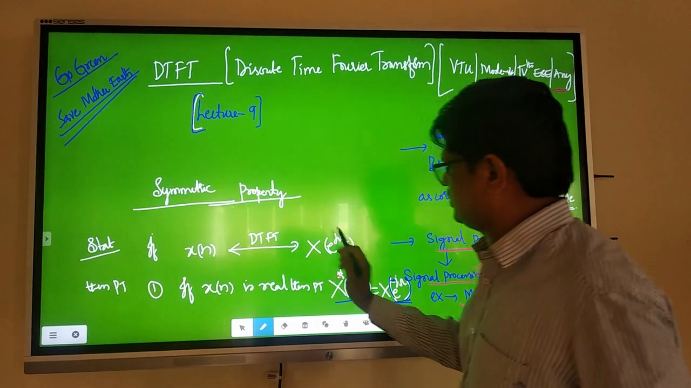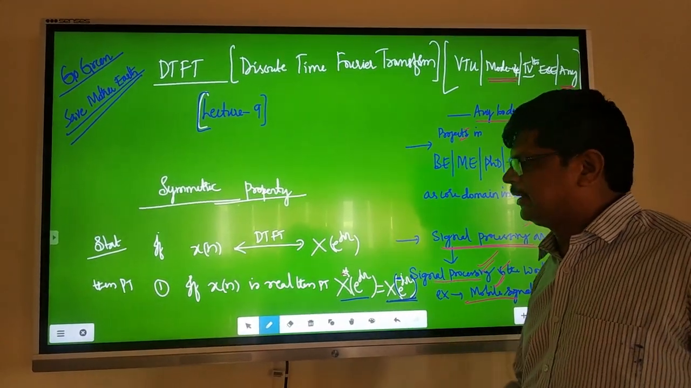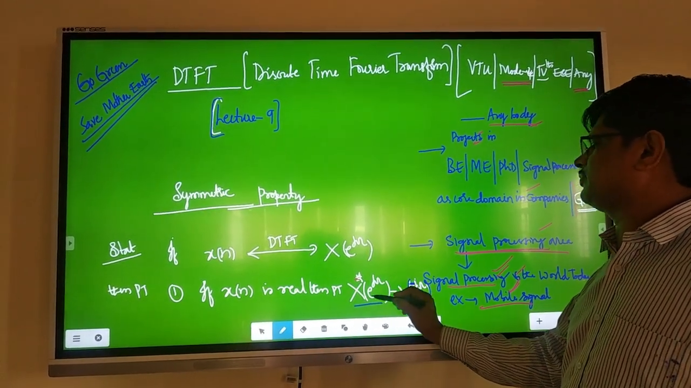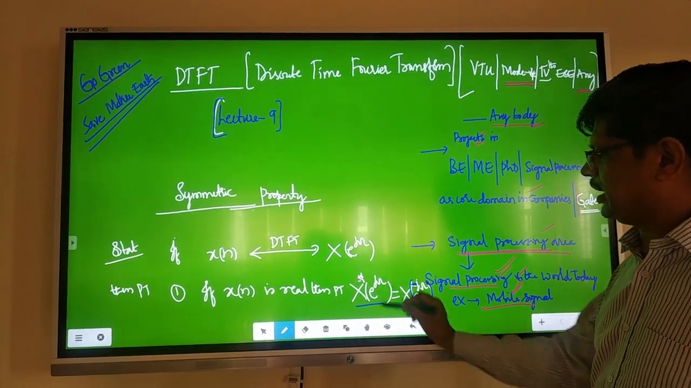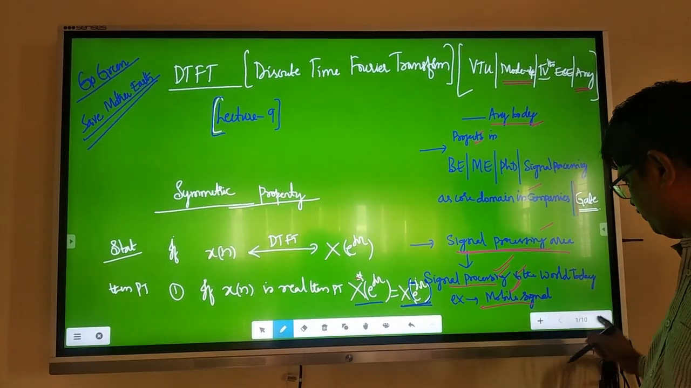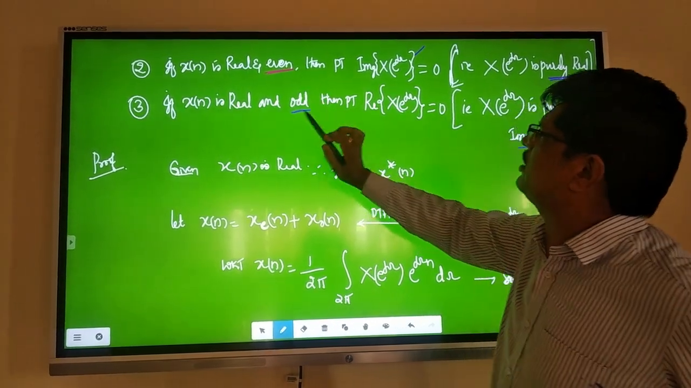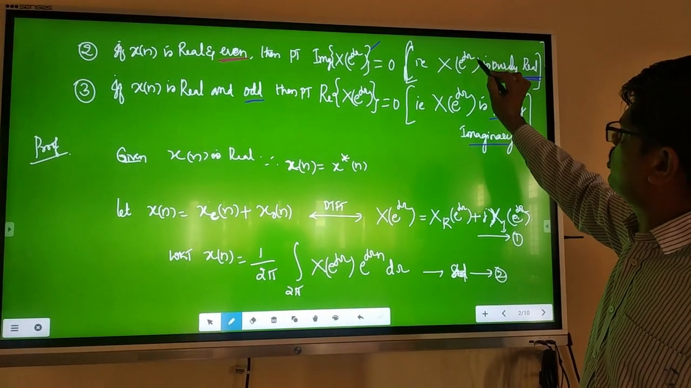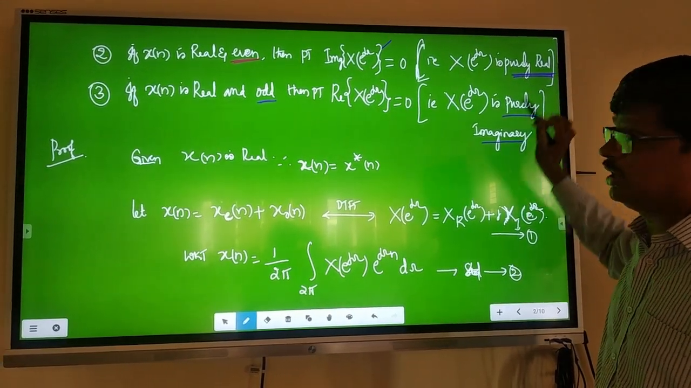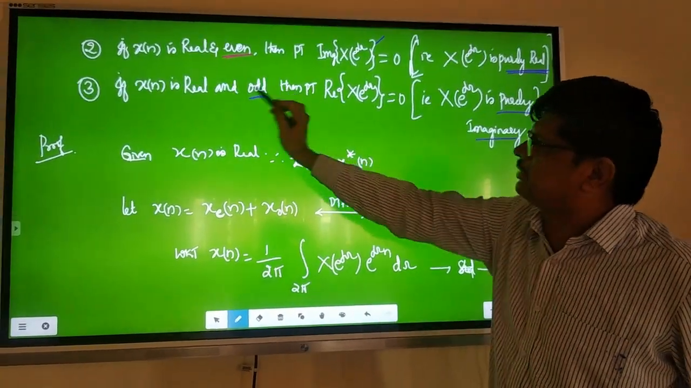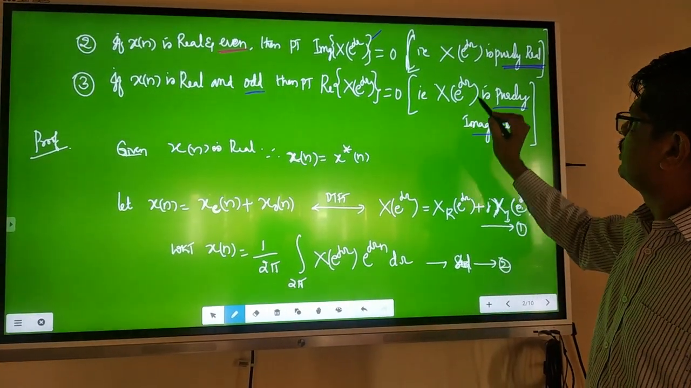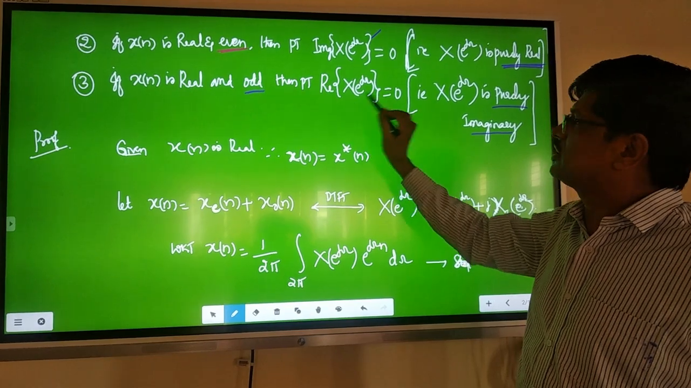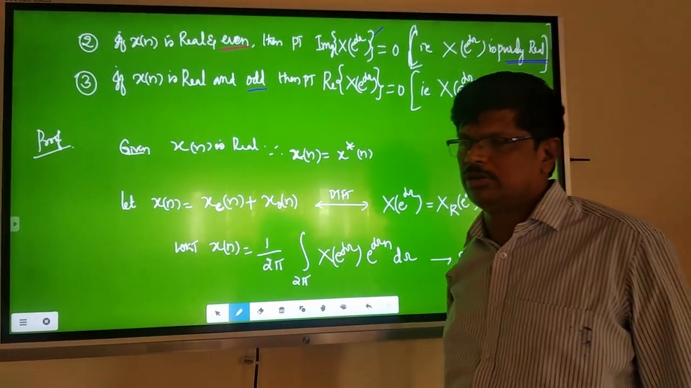First, the DTFT of x of n is X of e power j omega in the frequency domain. Then prove that if x of n is real, the conjugate X star of e power j omega is equal to X of e power minus j omega. Second, if x of n is real and even, then prove that the imaginary part of the frequency domain is 0, that is X of e power j omega is purely real, with no imaginary term. Similarly, the other way, real and odd: prove that X of e power j omega is purely imaginary, with the real term being 0. That you have to prove. This is the statement.